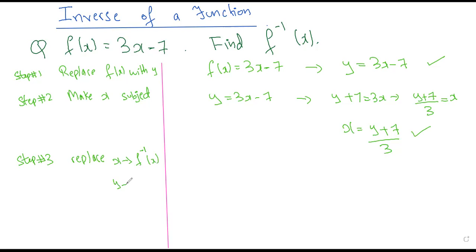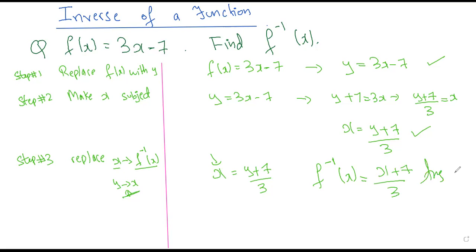Okay. So at the moment, I have x equals y plus 7 divided by 3. I need to make 2 changes. Step 1, replace x with f inverse x. So in this equation, I have x over here. I will write down f inverse of x here. And instead of y, I'll write down x. And this is the answer. So we started here and we have ended here.